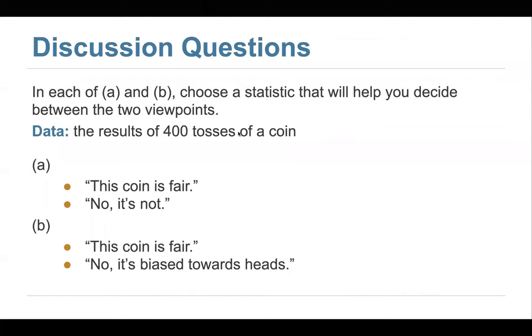Okay, so let's go over the answers here. Remember, the statistic that you choose depends on the alternative viewpoint. If you notice here, the model is that the coin is fair, and that's the same for both of these scenarios. But in scenario A, the alternative viewpoint is no, it's not fair, whereas the alternative viewpoint in B is a little bit more specific. It's saying not only is it not fair, it's actually biased towards heads in particular. It's a very specific viewpoint.